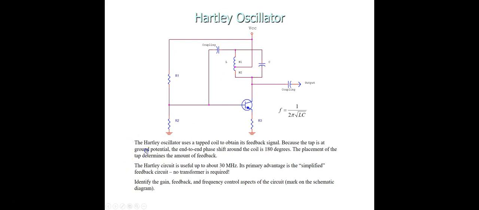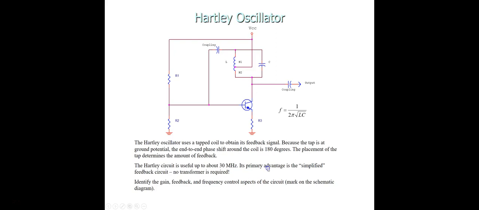So I'll quickly read this. A Hartley oscillator uses a tapped coil to obtain its feedback signal. Because the tap is at a ground potential, the end-to-end phase shift around the coil is 180 degrees. The placement of the tap determines the amount of feedback. We have already discussed this. Hartley circuit is useful up to 30 megahertz. So this is the important information.